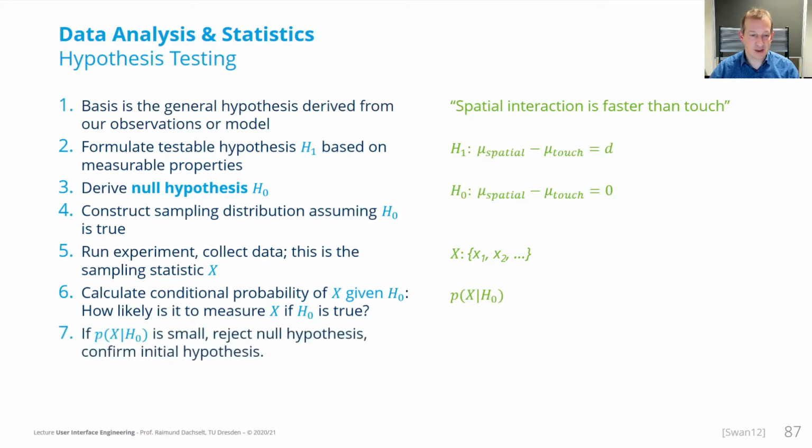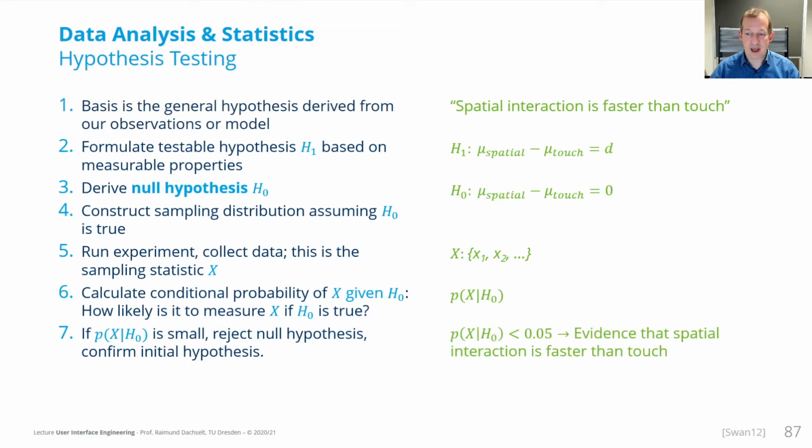And you can imagine if this likelihood P, the probability, is small, that means we can reject the null hypothesis and thereby indirectly confirm our initial hypothesis. Just to say that again, if there is a very small probability that we can measure X, given that H0 is true, then of course we can reject it. So that's the idea basically.